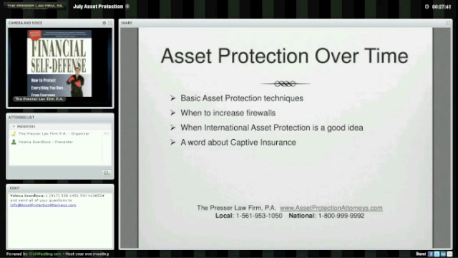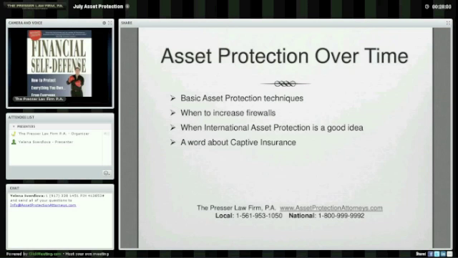And in regards to when to increase it, like we talked about earlier, as your assets increase, certainly your asset protection can increase. As your personal assets grow, as your business and business assets grow, your asset protection plan can grow. But again, you want to start off very simple, very inexpensive. You want to make sure that you understand everything.